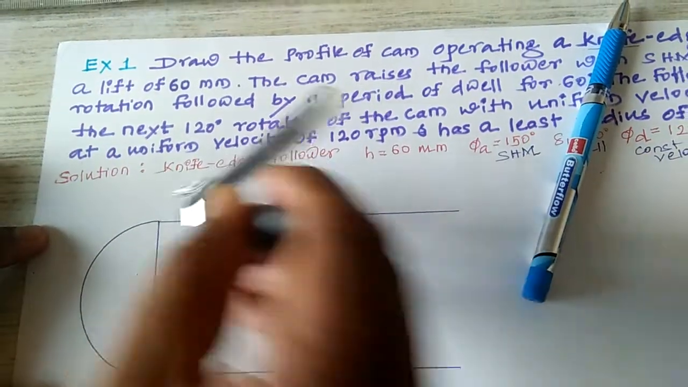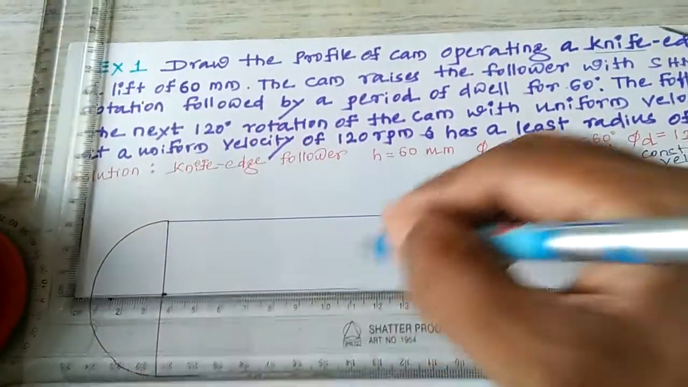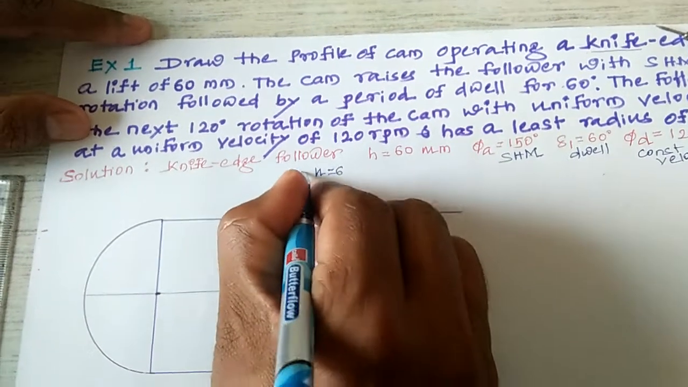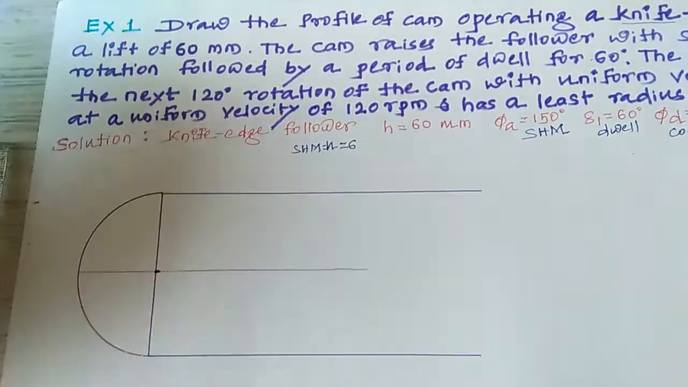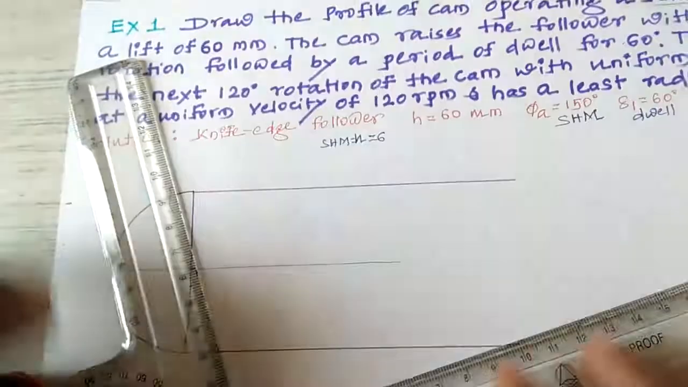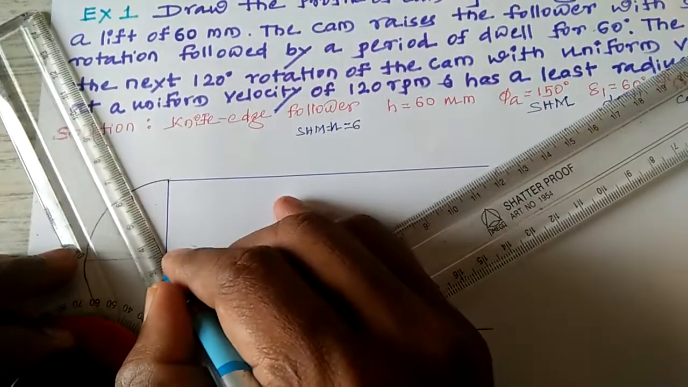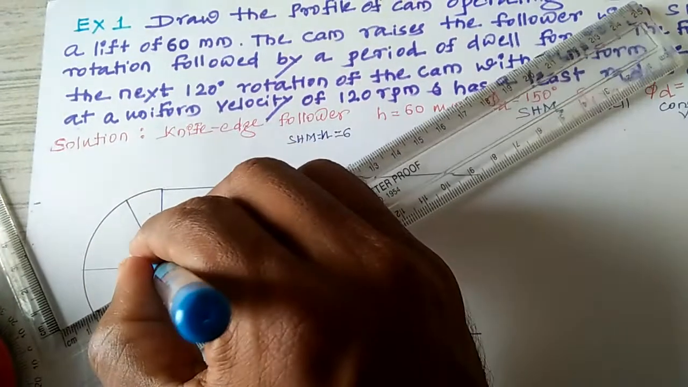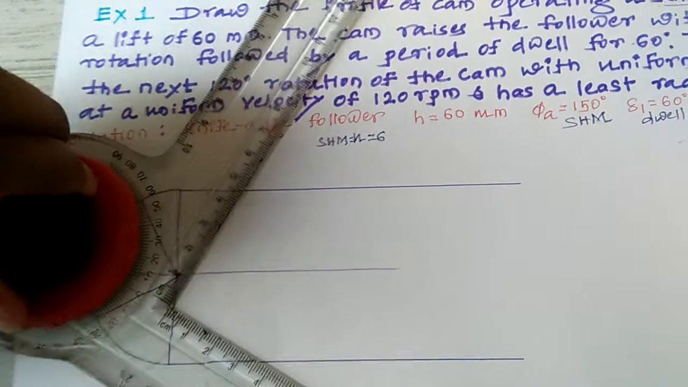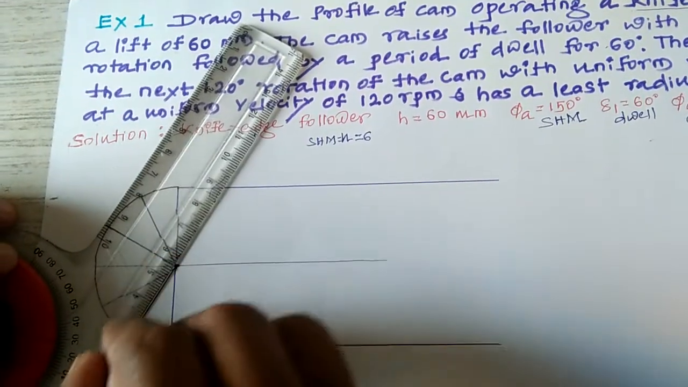It comes as 180 degrees. Then you have to divide that. I'll take the number of divisions n as 6 for the SHM. 180 divided by 6 comes as 30 degrees. You divide that semicircle into 30 degree parts. Okay, then it comes as 6 divisions. You make it. I made 6 divisions.